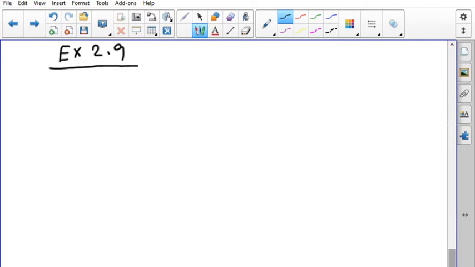Okay. Evaluate the following using properties of integral. The question is using properties of integral. So the first question is integral minus pi by 4 to pi by 4 x cube cos cube x dx.